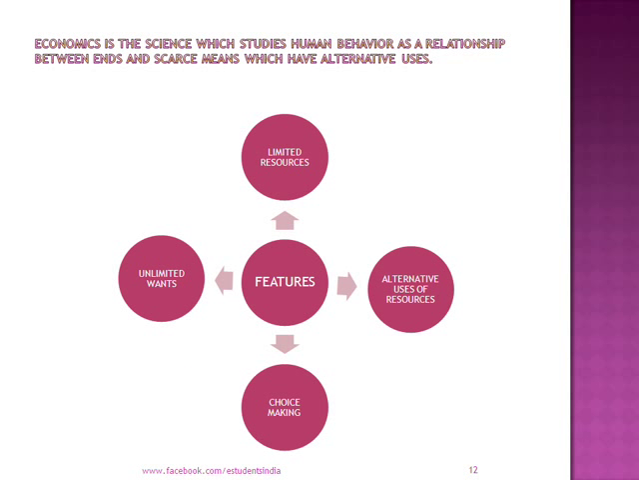Science of choice making. Robbins introduced the scarcity definition of economics. Economics is the science which studies human behavior as a relationship between ends and scarce means which have alternative uses. Since human beings have unlimited wants, we have to make a choice. That is why economics is a science of choice making.